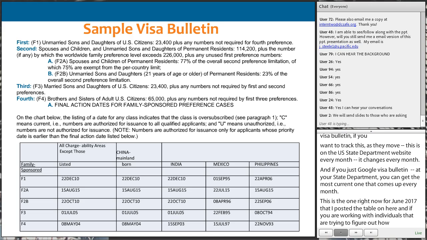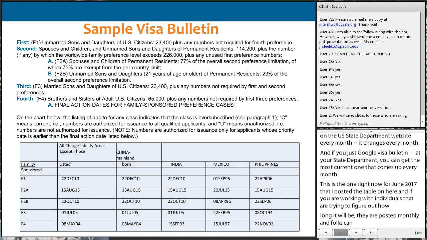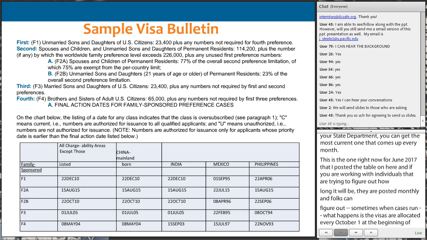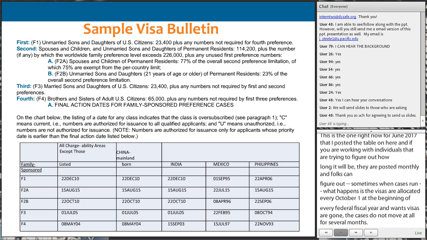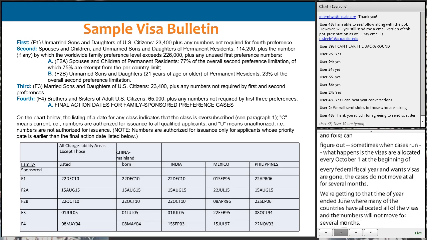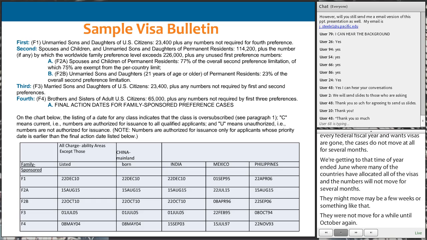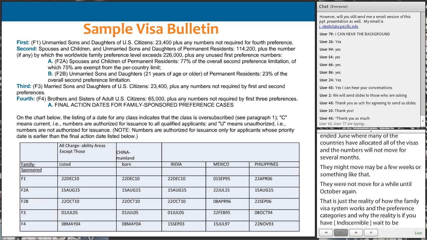Sometimes, what happens is new visas are allocated every October 1st at the beginning of every federal fiscal year. And then once visas are all gone, the cases don't move at all for several months. We're getting to that time of year in June where many of the countries have allocated all of the visas, and the numbers won't move for several months. They might move maybe in a few weeks or something like that, but they won't move for a while until October again. That's just the reality of how the family visa system works and the preference categories. And the reality is, if you've got a 10-year wait to be joining your parent, how often are people going to wait that long to be reunified with a family member?